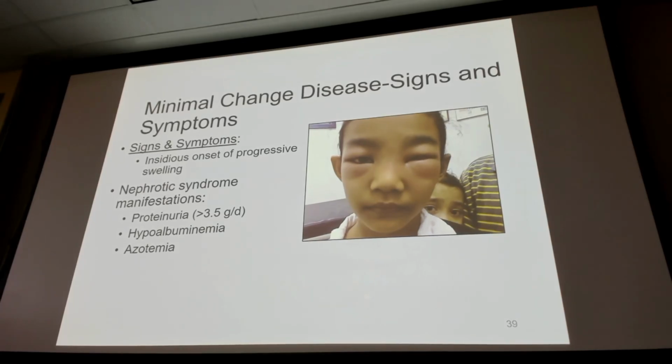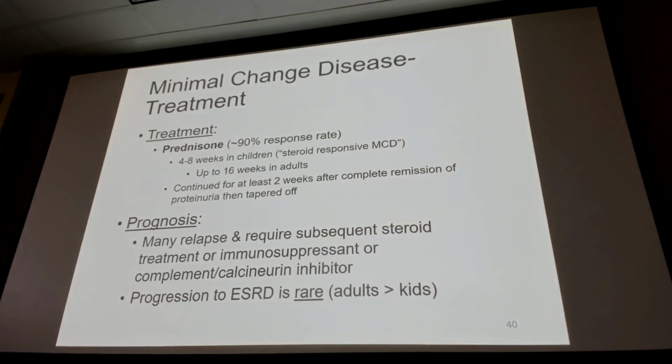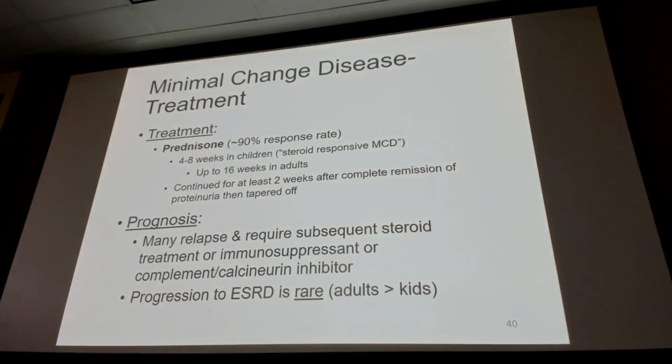Okay. And what is the treatment for minimal change disease? Prednisone. Okay. And prognosis is good, right? The progression to end-stage renal disease in minimal change disease is low. Right? They may have recurrent episodes and they may need additional treatment, but the likelihood of progressing is low. Okay.